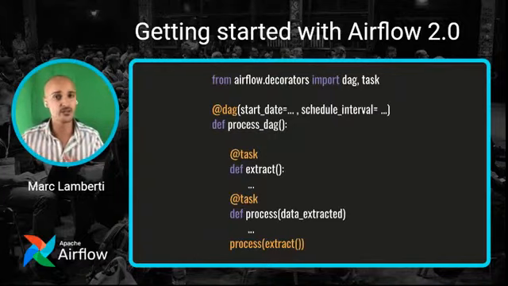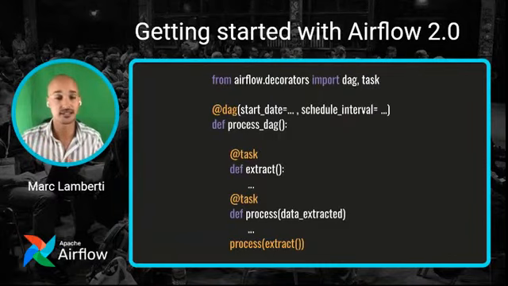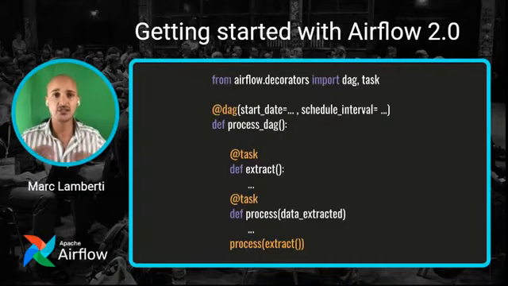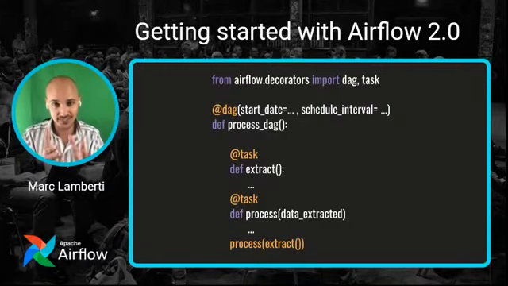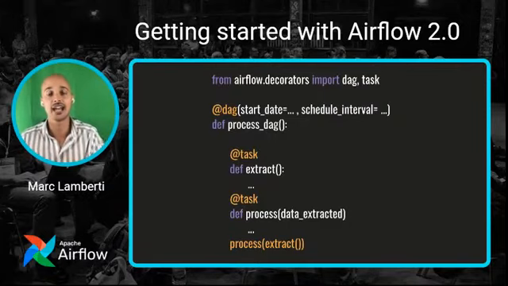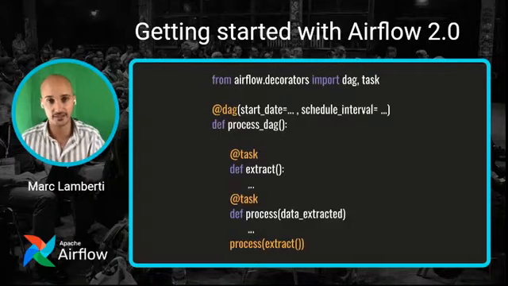As you can see right there, you specify some parameters: the start date, the schedule interval, the catch-up parameter, the same parameters as usual, but in the DAG decorator. Then you define a Python function corresponding to your DAG. So process_dag here is the DAG ID, and it is the DAG that you will have if you instantiate a DAG object.